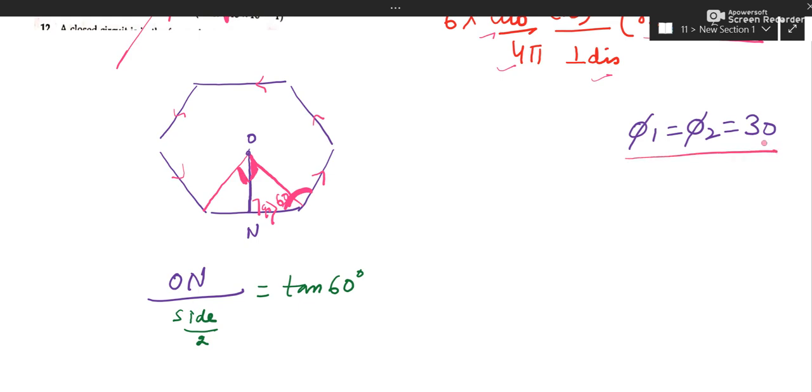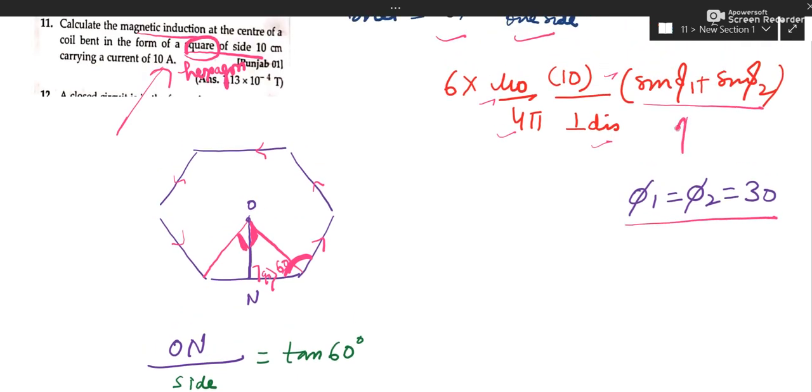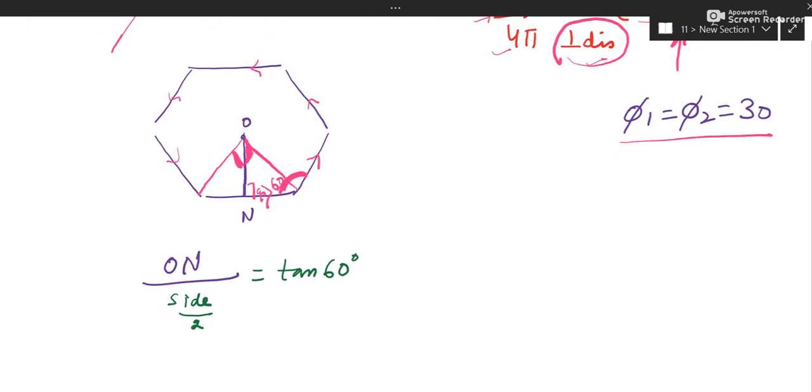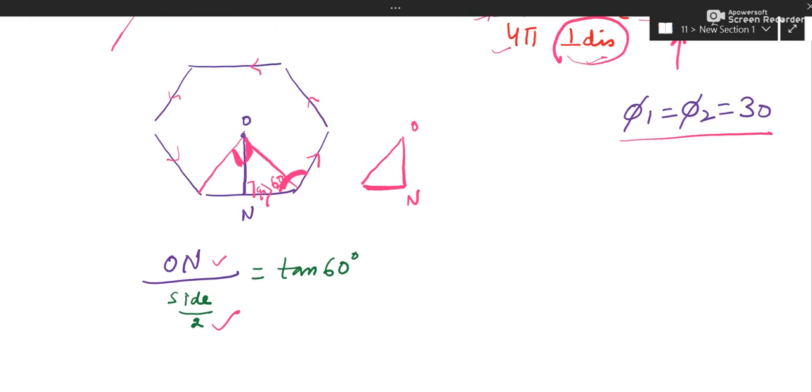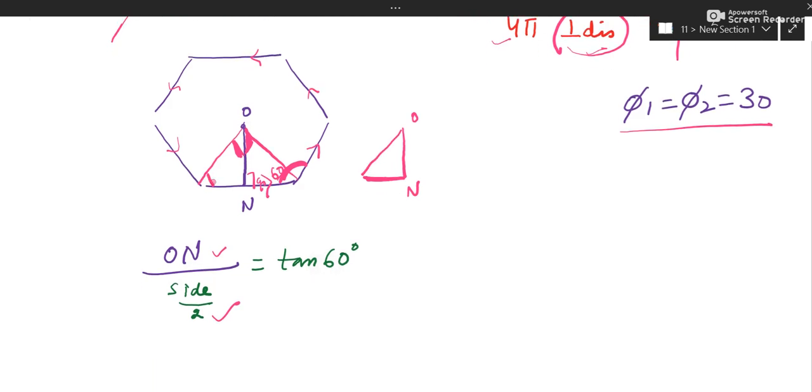You can substitute. Right? Okay. Now coming to the perpendicular distance. Perpendicular distance is this, ON. We don't know it. So up, down, the base of the triangle is side by 2. Side is given as 10 centimeter. So now it will be perpendicular by base.